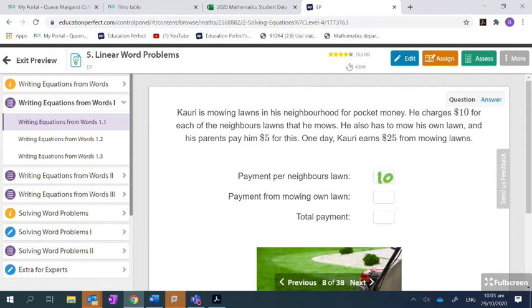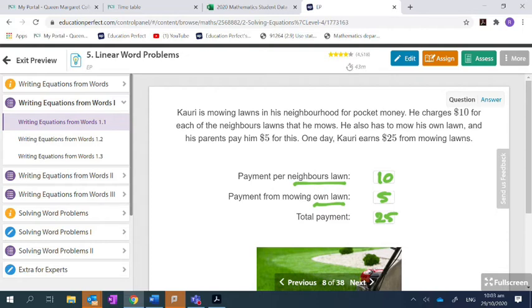Okay? He also has to mow his own lawn, and his parents pay him $5 for that. So own lawn is $5. One day he earned $25. So that's the total amount he did, right? So how many lawns did he mow is what we're asking. Okay? Wait, 3. All right. So, well, it must be neighbors. How many neighbors' lawns did he mow is probably what they're asking.